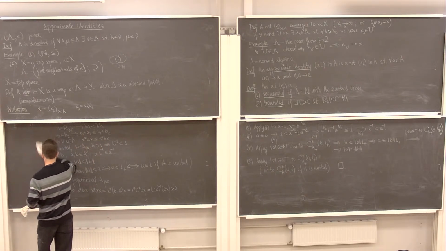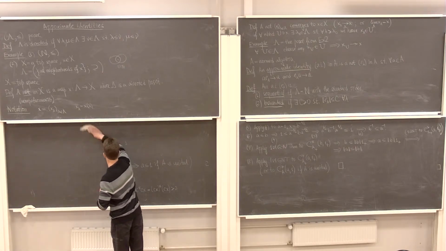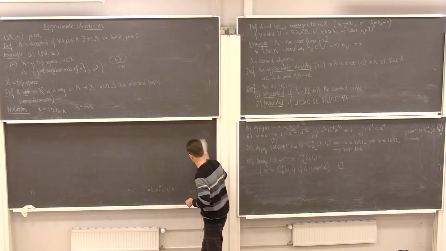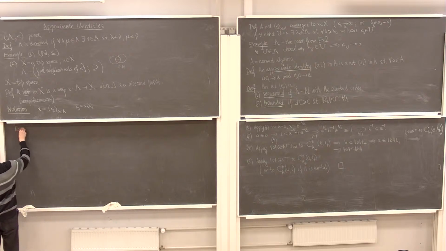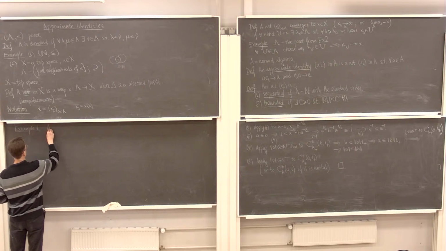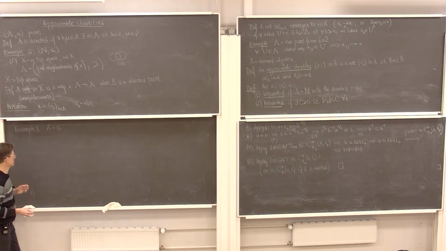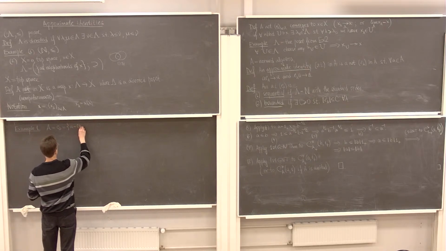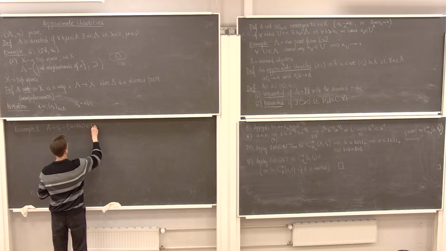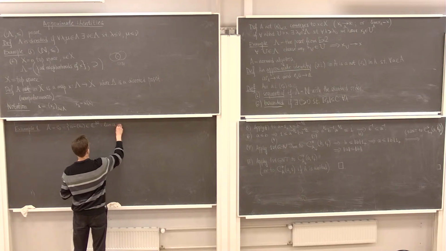Let's look at some concrete examples of approximate identities. Example 1. Let's take the algebra little c0 of sequences vanishing at infinity. So its elements are complex sequences such that the sequence vanishes at infinity.